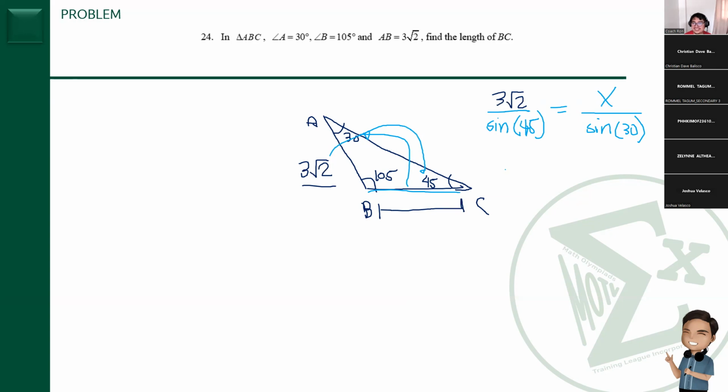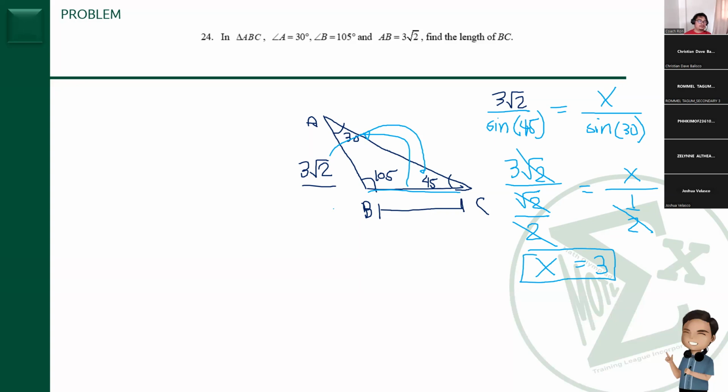Here's the thing, we need to simplify this one. 3 square root of 2 over sine 45, which is square root of 2 over 2, equals x over sine 30, which is 1/2. Cancel out the 1, cancel out the 3. So x here should be equal to 3. That should be our final answer. Just a bit of cancellation.